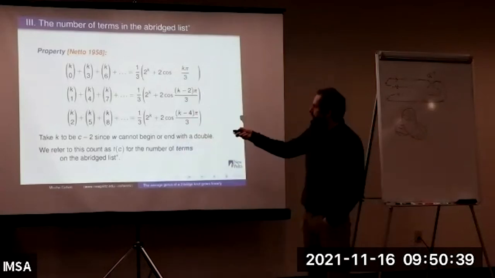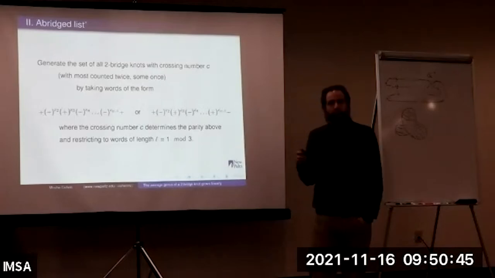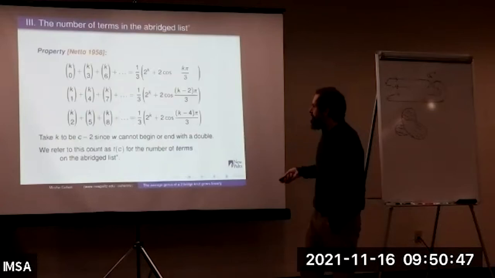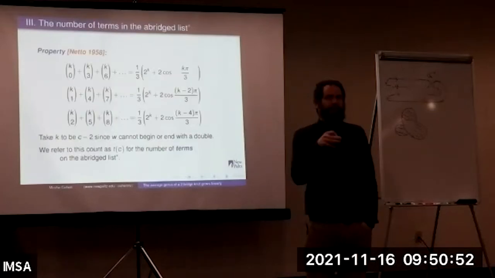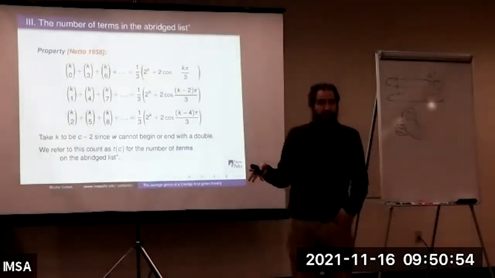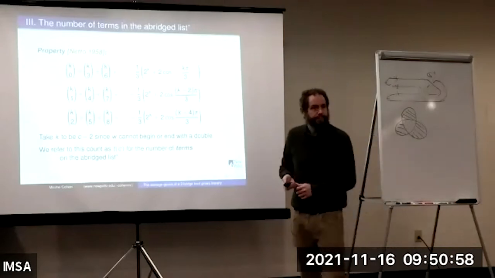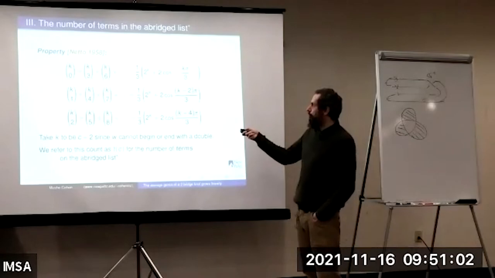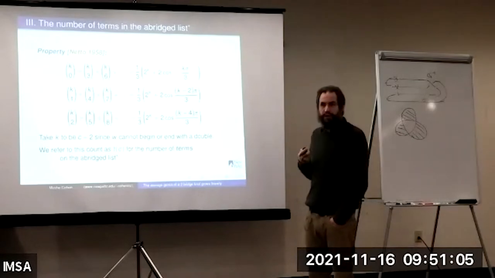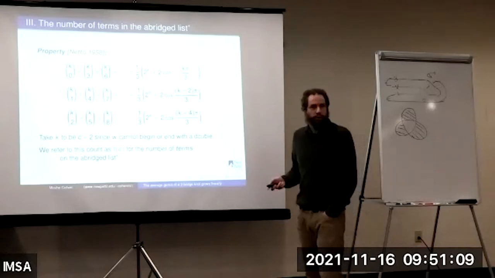And so what is K? Well, K is going to be C minus 2, because where can I put in the doubles? They can't be on the front and back. So then I use this result from Netto, which basically counts the number of two bridge knots appearing on this list, which is a weird list. So it's not the exact count of two bridge knots. Is that okay? So we get roughly 1/3 2 to the C minus 2, which is the thing that I gave you before, plus or minus 1. We call that TC, the number of terms on our bridge.